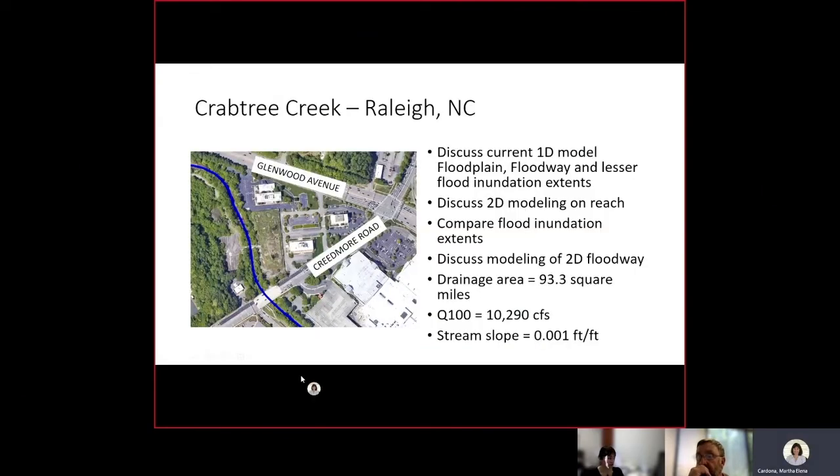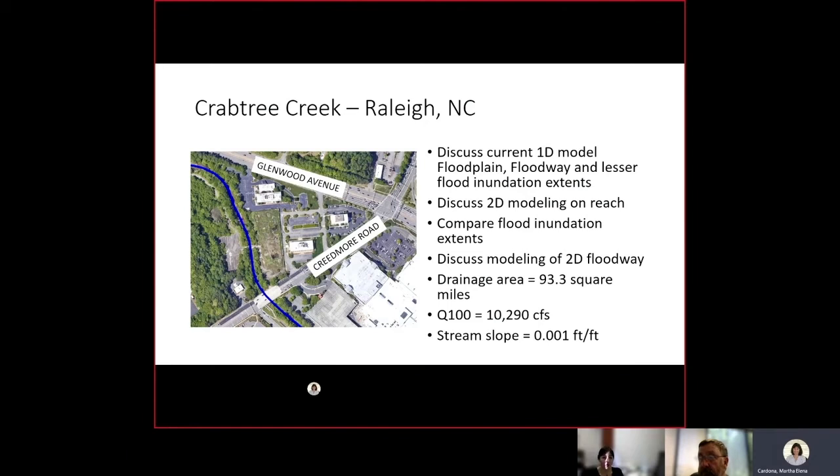Our study focused on Crabtree Creek in Raleigh, North Carolina. It's actually a pretty large drainage area by the time Crabtree Creek gets to the corner of Glenwood and Creedmoor Road. It's about 100 square miles, so 93 square miles, not 39 feet, 93 square miles. Sorry. And it has a stream slope of approximately 0.1%. So it's a very large watershed, very different from Bell Creek.